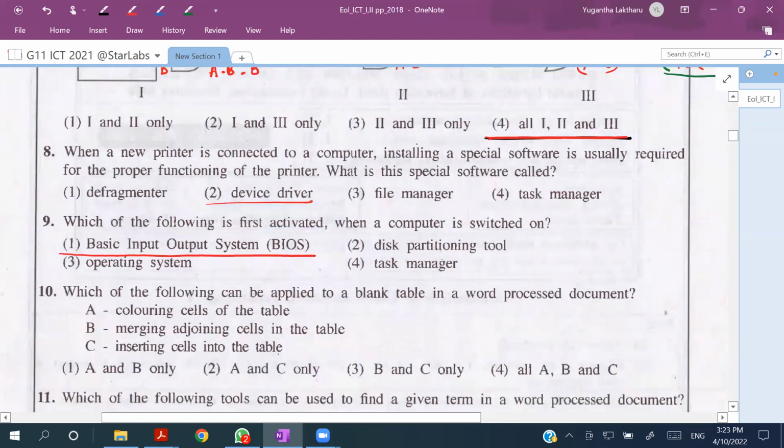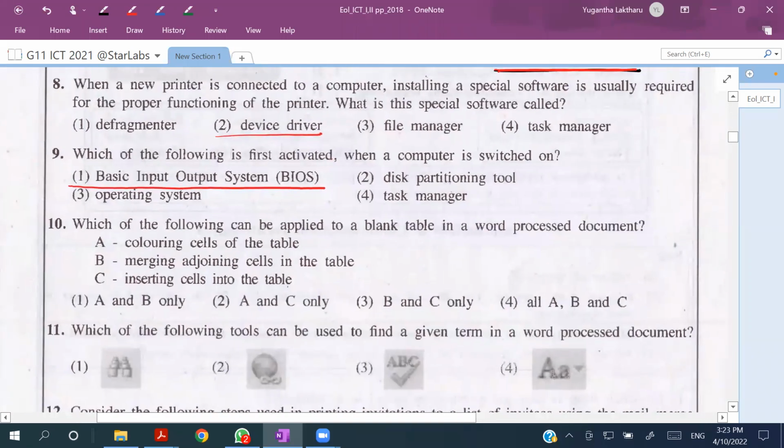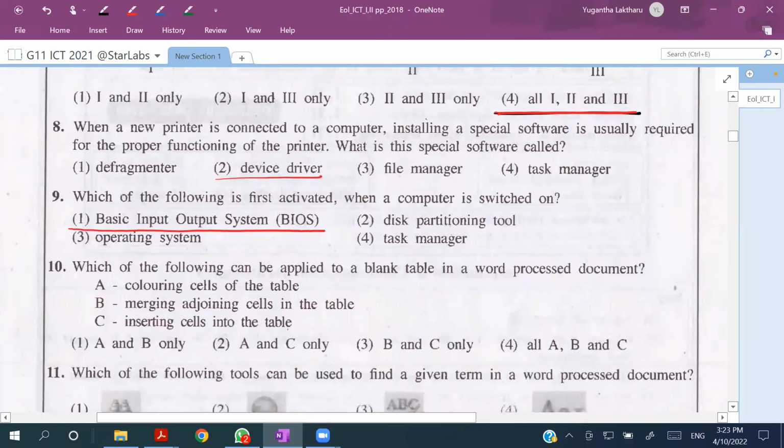10th, which of the following can be applied to a blank table in a word process document? Color in cells of a table. Yes, that is possible. Merging, adjoining cells in the table. Possible. Inserting cells into a table. Possible again. So all three things are correct. It is possible in Word as well as in Excel, all these things, right?